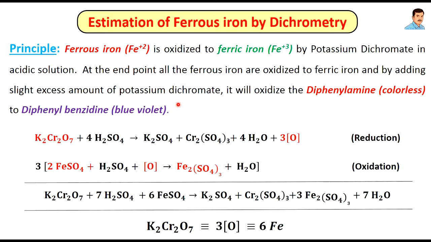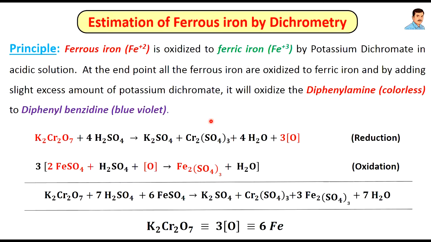In the beginning, the color of the reaction mixture is colorless. When we start the titration, then we will observe the light green color, that is due to the formation of chromium sulfate. At the end, we will observe the blue violet color, that is due to the oxidized form of diphenylamine, that is diphenyl benzidine. Light green to blue violet, this is the end point of the titration.